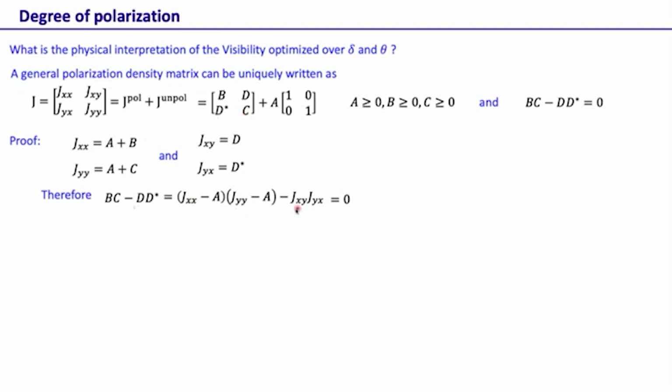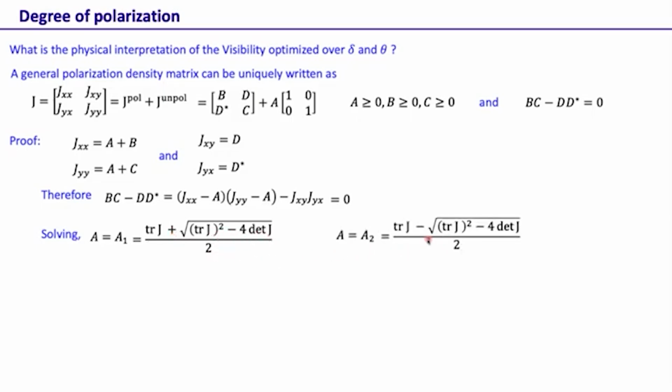Now this is a quadratic equation in A, so it will have two solutions for A, and if we solve it, we find that the first solution is trace of J plus square root of trace of J whole square minus 4 determinant J, all divided by 2, and the second solution is trace of J minus square root of trace of J whole square minus 4 determinant J, divided by 2. So these are the two solutions.